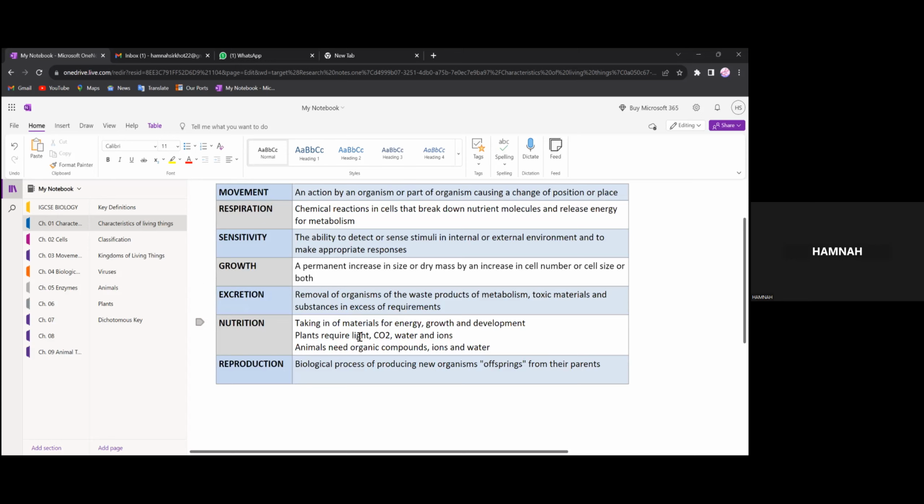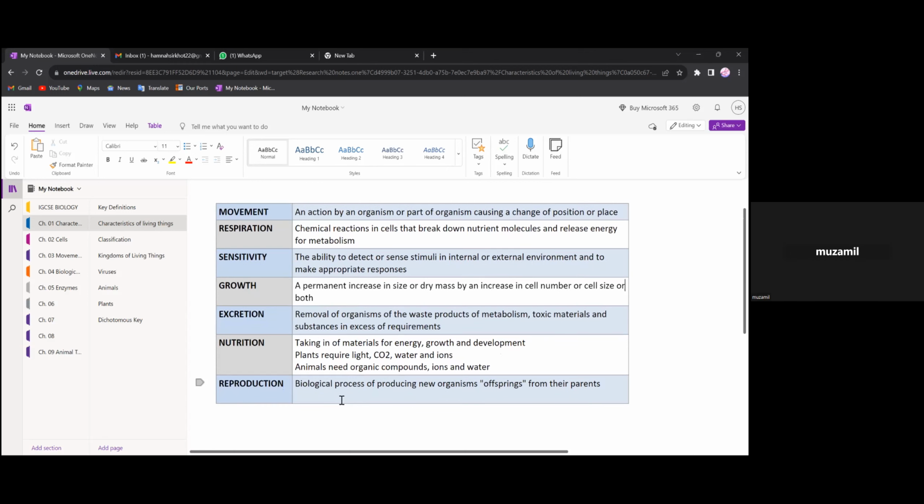What's nutrition? Nutrition, it's easy. Nutrition is taking in of materials, like proteins and food. And why do we need this? For energy, for growth, and for development, right? Okay.